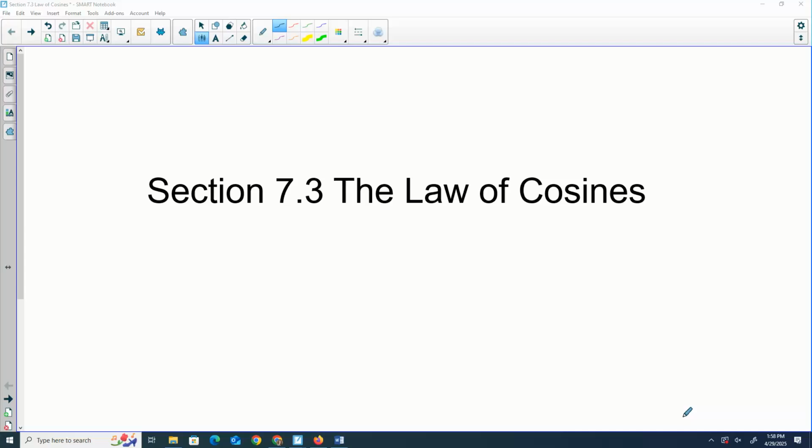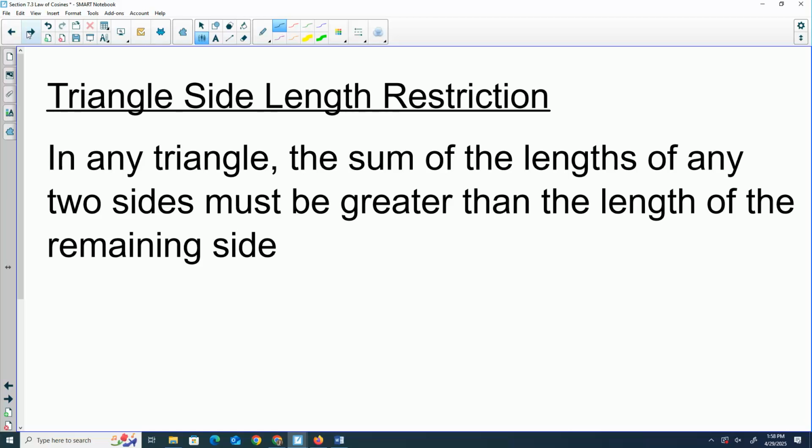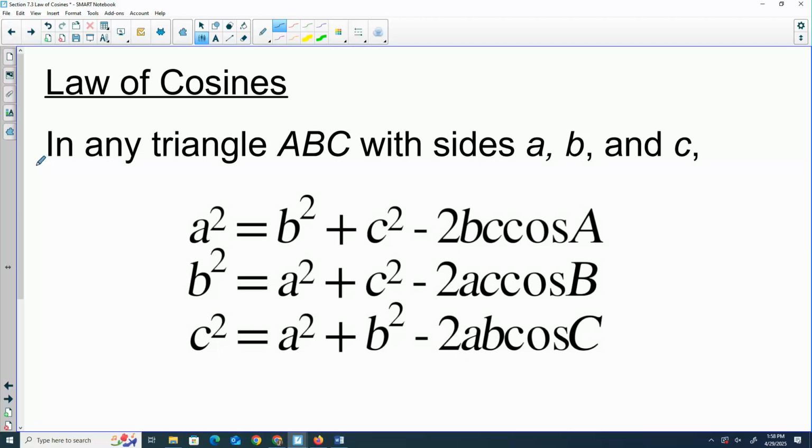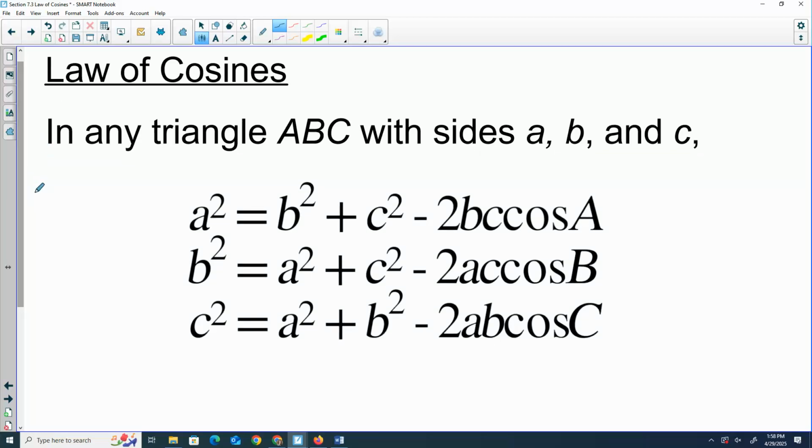So there's actually another rule that works in that case, and that is the law of cosines. In this, it's again any triangle, so it does not have to be a right triangle. This is a formula I would give you. There's 3 variations depending on which side you are solving for. So it's a squared equals b squared plus c squared minus 2bc cosine of A, and then the same for b and c.